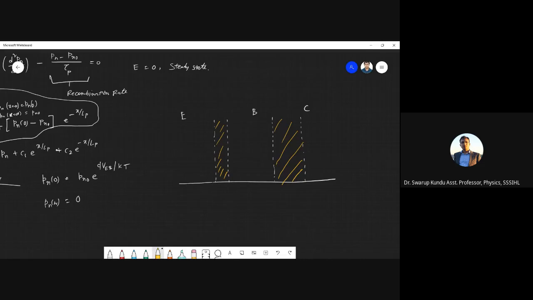Now we'll define some boundary conditions. We are starting from 0 here. This is our X. 0 is here, and this is W, the base width, basically the neutral base. Whatever the unshaded area, those are the neutral regions, right? Like this region in the emitter is the neutral region of emitter, this is the neutral region of base, and this is the neutral region of the collector. The shaded regions are the depletion regions, and they are ionized, so we have all donor and acceptor ions here.